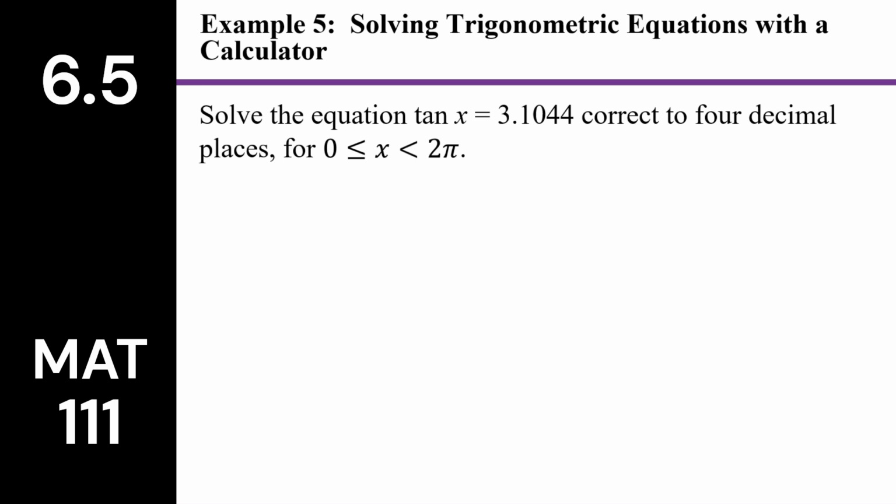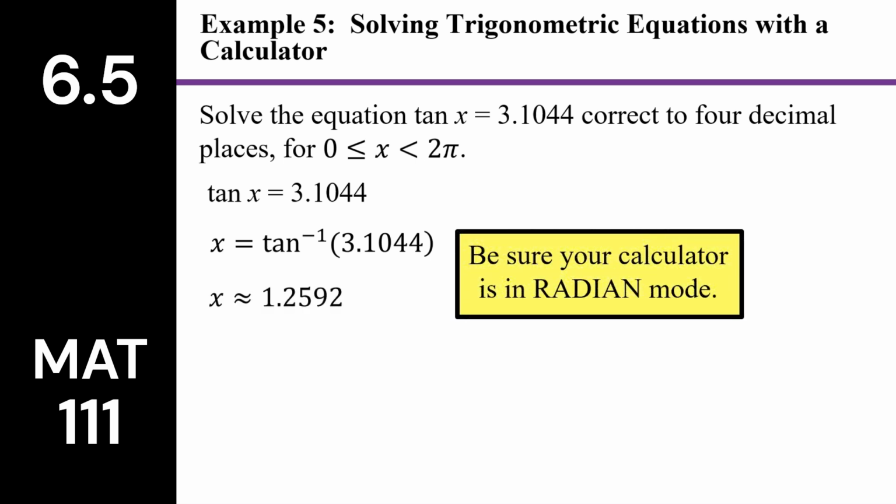Example 5. Solve the equation tan x equals 3.1044 over the interval from 0 to 2 pi. The tangent of x is already isolated, so we're ready to find our angle by doing an inverse tangent. Be sure your calculator is in radian mode, and you get 1.2592.